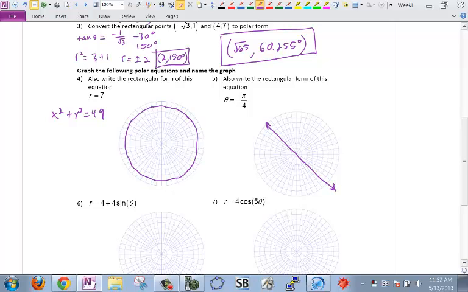Okay. Now, it's a line, not a ray. Okay, because it actually could have negative r's, so it goes in both directions. And that's going to be the line y equals negative x. Slope of negative 1, goes through the origin.